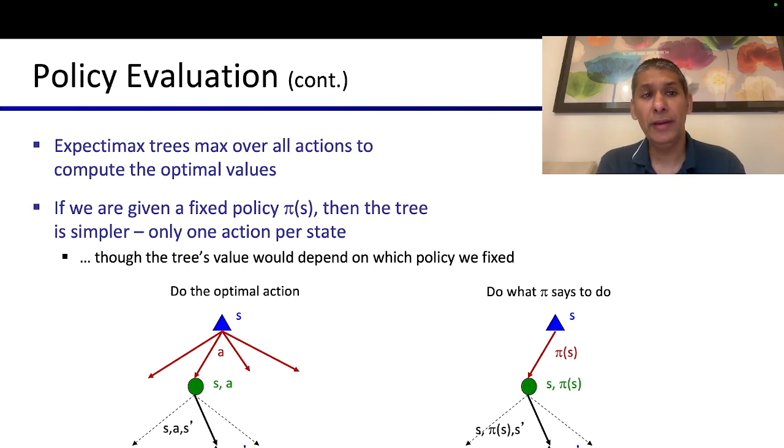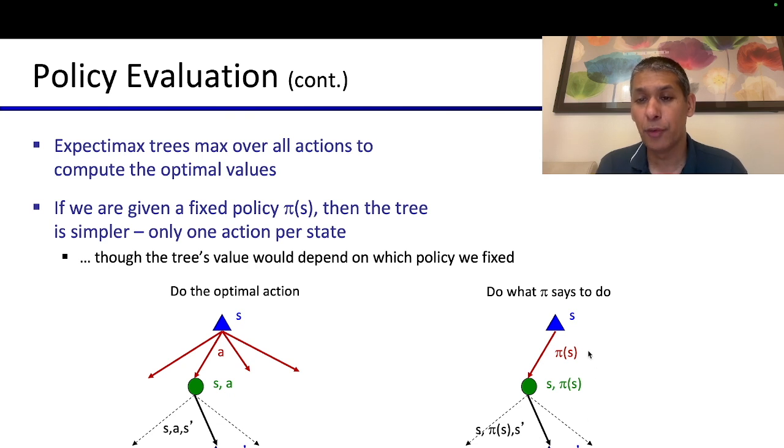And how would we do that? Well, if we were to use expectimax, which takes the max over all actions, but if we're given one policy, then the tree is simpler. There's only one action per state. Now the tree would not have the optimal values, and that's fine, but computing the values on this tree is simpler. So this is what the tree looks like if we have to do the optimal action versus if we just have to do what the policy pi tells us to do.